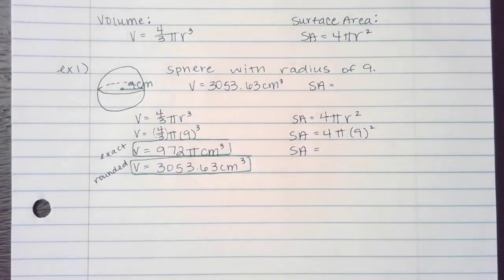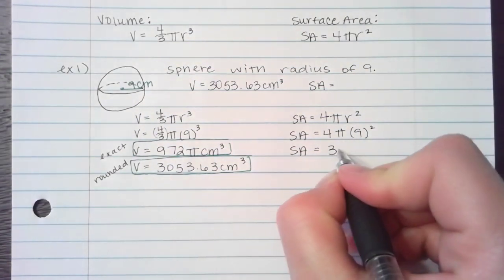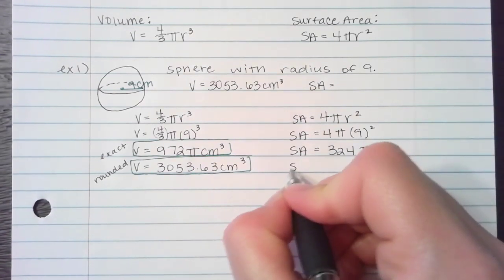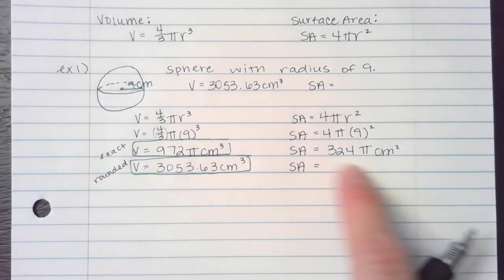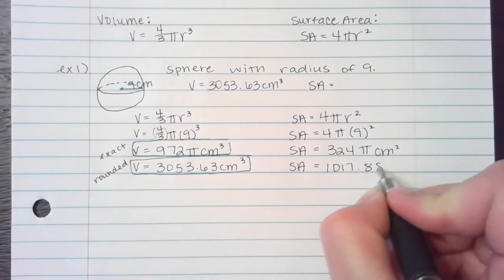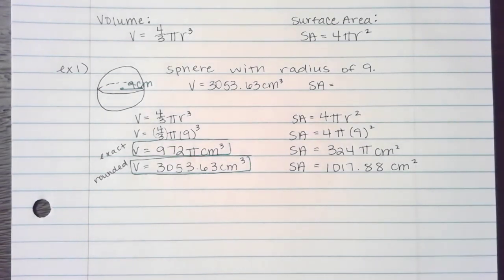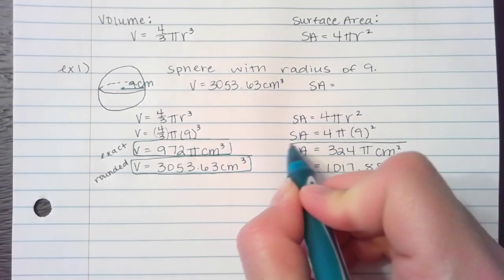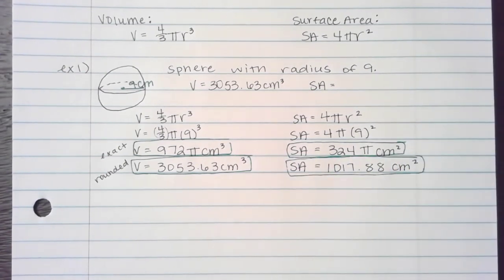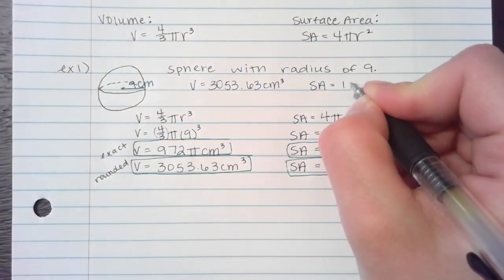At that point, if I asked you for exact answers, you would type in 4 times 9 squared, and you would get 324 pi centimeters squared. Or if I asked you for the rounded answer, you would type all that in, including the pi, multiply it by the pi, and you would get 1017.88 centimeters squared. And again, both of those are correct. One of them is rounded, and the other one is the exact answer. So let me write that right here.